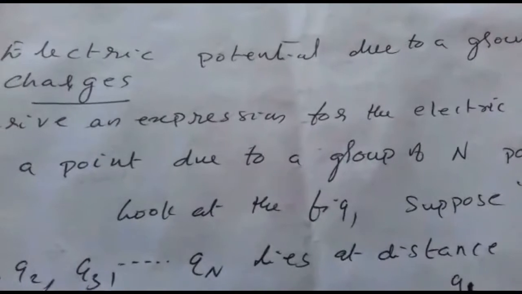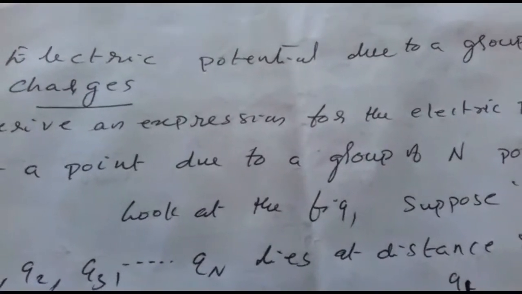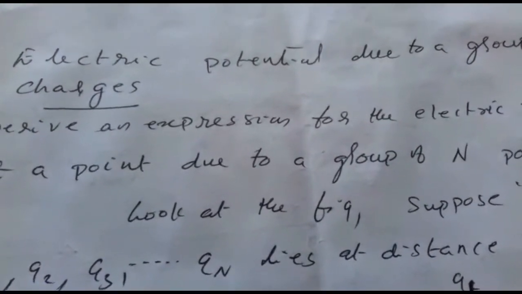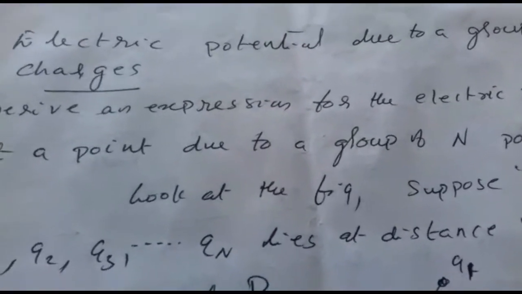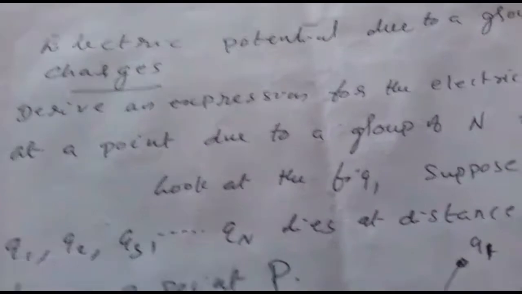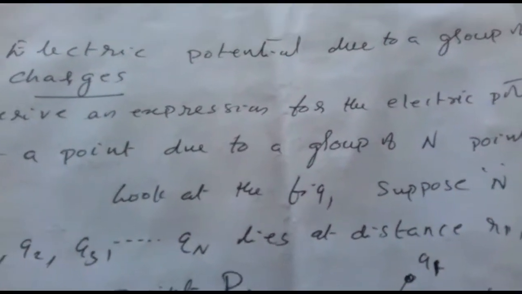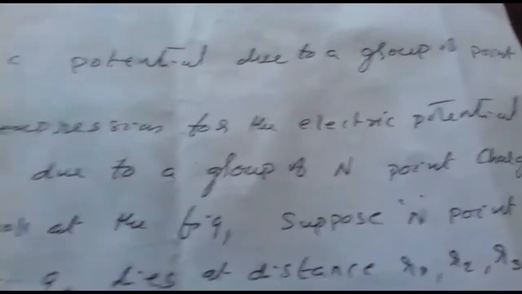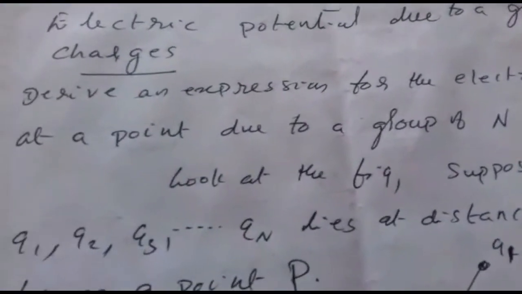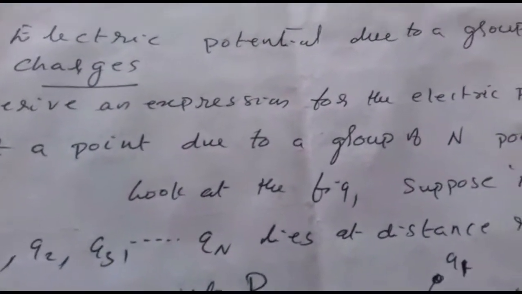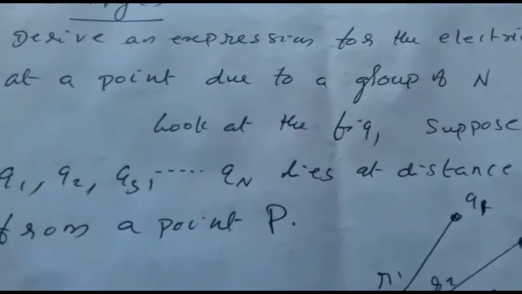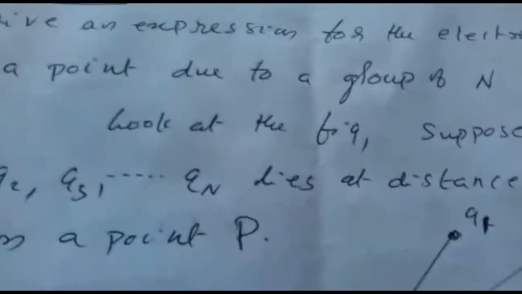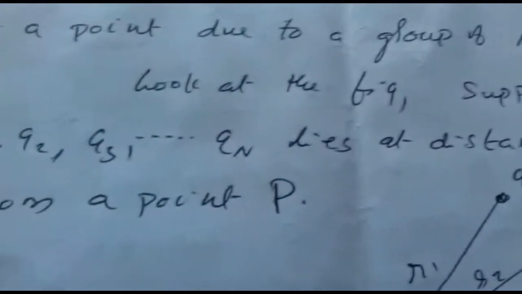Last class we discussed the topic electric potential at any general point due to an electric dipole. Now I am moving to the next topic, electric potential due to a group of point charges. Question: derive an expression for the electric potential at a point due to a group of n point charges.